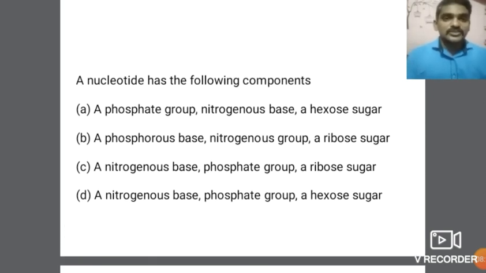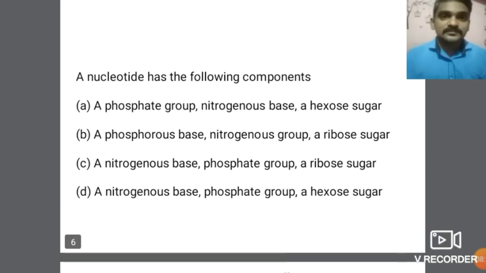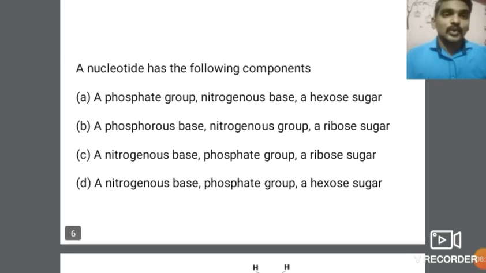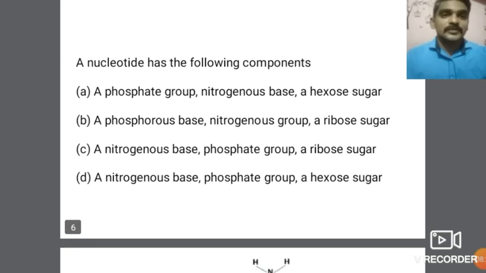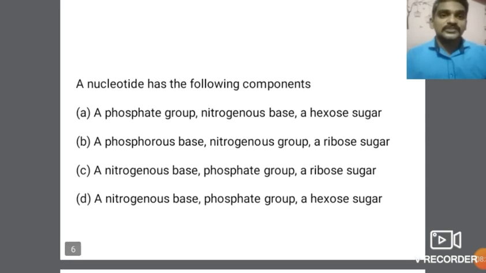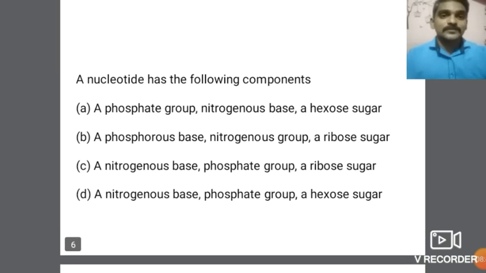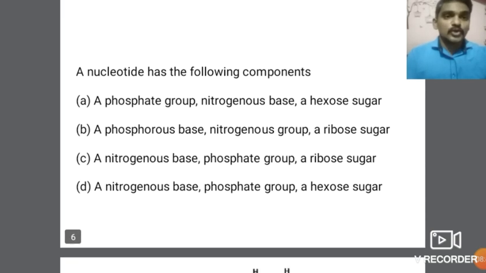The only change you can see in the second option is that they have mentioned a phosphorus base and nitrogenous group, whereas we say nitrogen base and phosphate group. Phosphorus base is not there, that is the phosphate group. As well as nitrogen group is not there, that is the nitrogenous base. So the answer will be C. Nitrogenous base, phosphate group and ribose sugar.